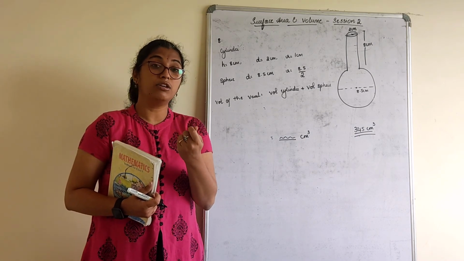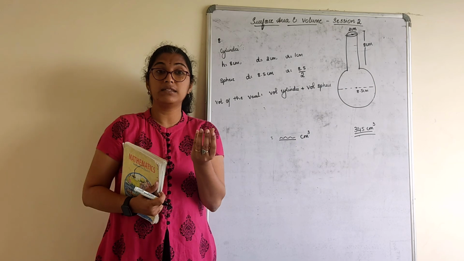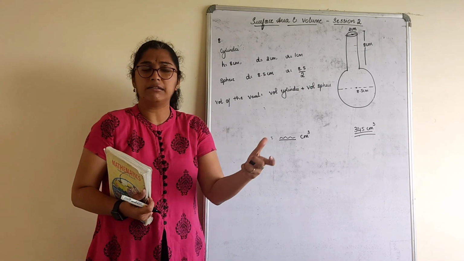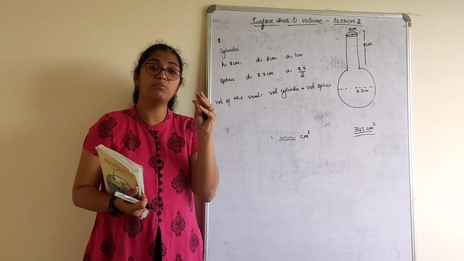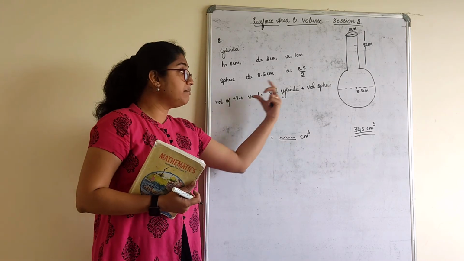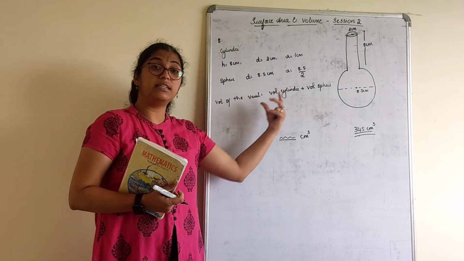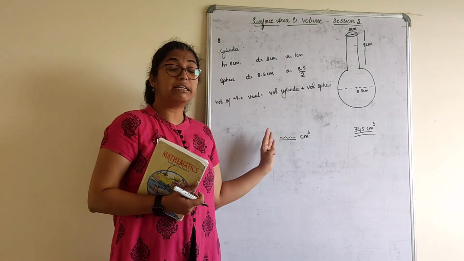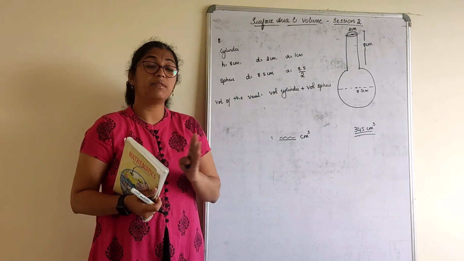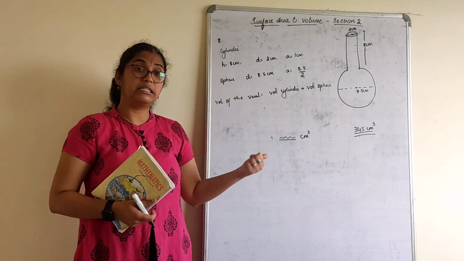We melt the gold ornament, the volume remains the same, but the shape will change. We will change that to a bangle, earring or so many things. But the volume of the gold remains the same. The volume does not change. So when any metal or any substance is recast into some other thing, melted and formed into some other thing, its volume always remains the same. That's what we are going to study in the next session.